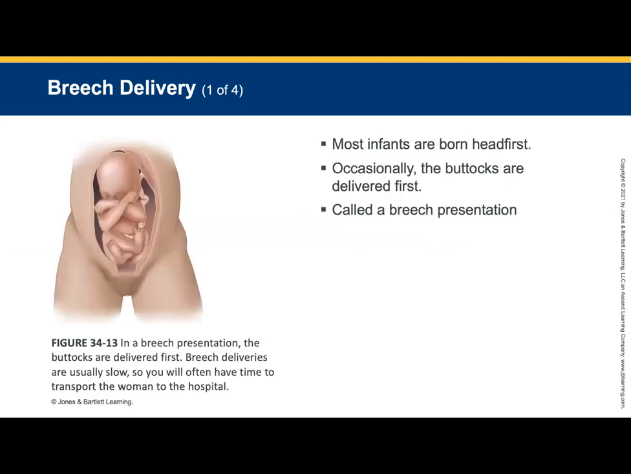All right, so a breech delivery is when this baby says, you know what, I ain't doing it, and they're going to try to come out butt first. Most infants are born head first, and that is called a vertex presentation. Occasionally, the buttocks are delivered first, and that is a breech presentation. They can't be turned around. They have to be pulled out through surgery.